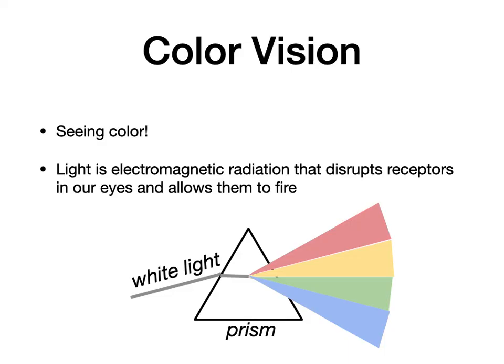Just a little stripy show as we move forward away from just shapes, away from just grayscale, into color vision, the second unit of this lecture. So, color vision. We are able to see color. We know that light is this electromagnetic radiation that disrupts our receptors in our eyes and lets them fire in different ways, different patterns, right?